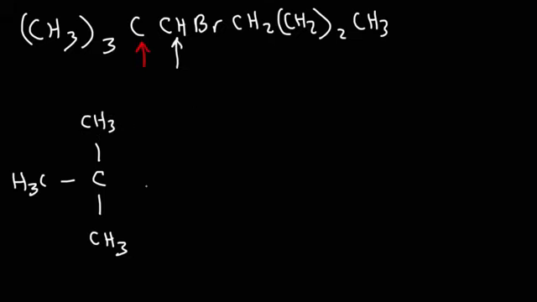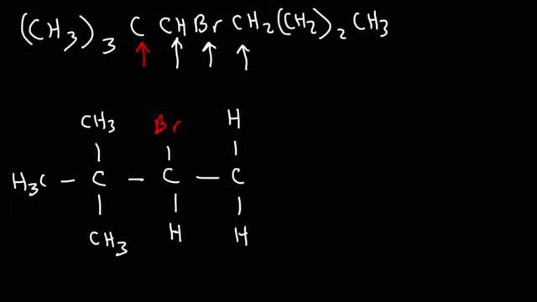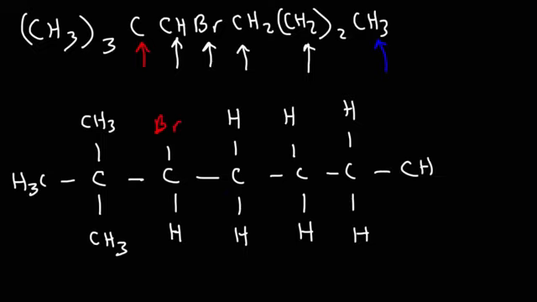Next, we have a CH group. So I'm going to put a carbon and then a hydrogen. And then there's a bromine atom, which is going to be attached to this carbon because carbon likes to form 4 bonds. Next, we have a CH2 group, which tends to be in the middle. So that's a carbon with 2 hydrogen atoms. And then we have 2 more CH2 groups. Here's the first one, and here is the second one. And then we have a CH3 group at the end.